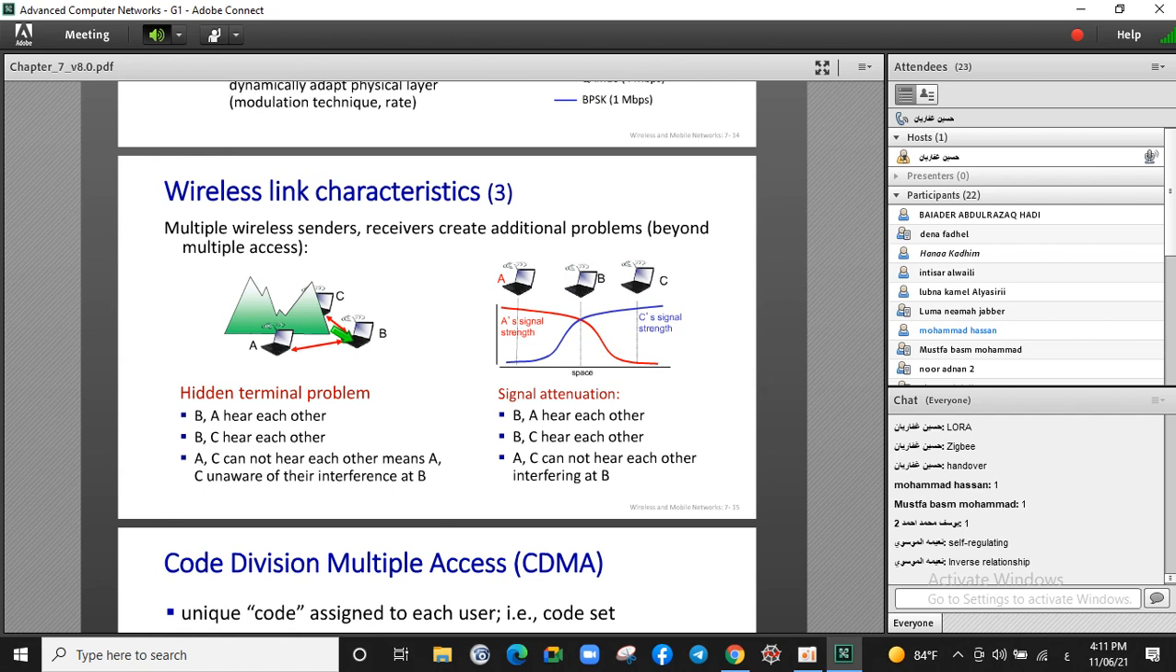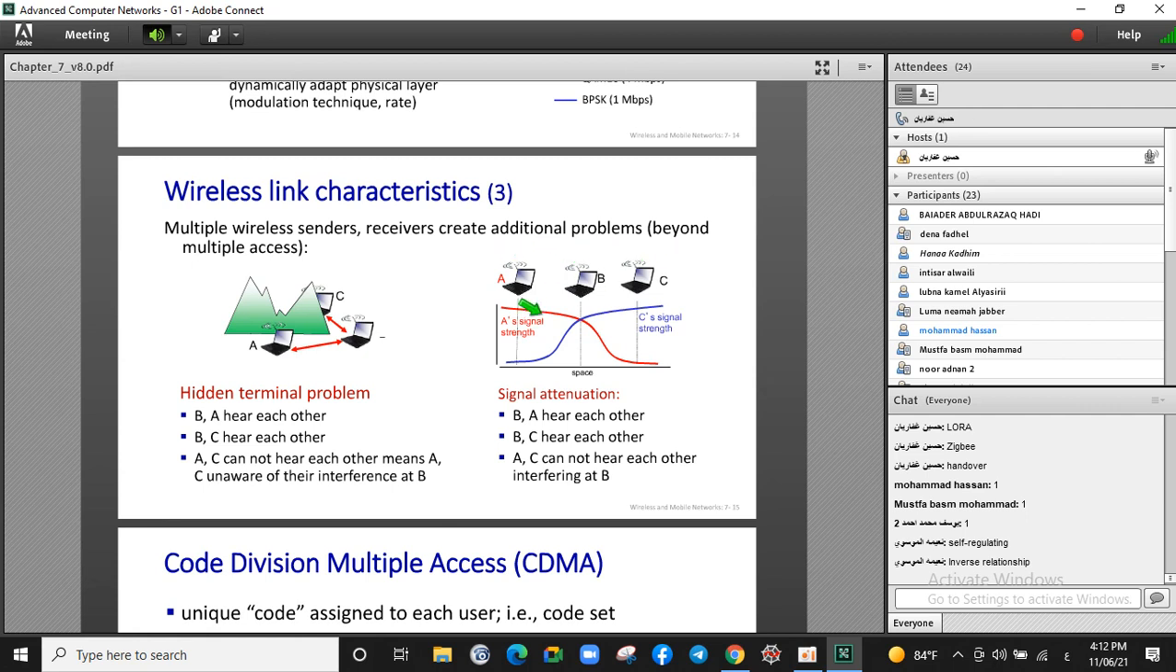In the right picture, you can see A, and there is no obstacle in the right picture. There is no obstacle between A and B and C. But the distance between A and C is too large. Here, B can see A and C, okay? But A and C cannot see each other.